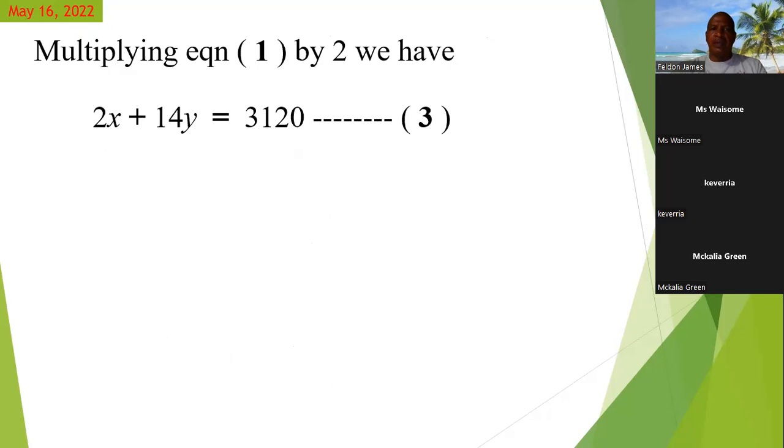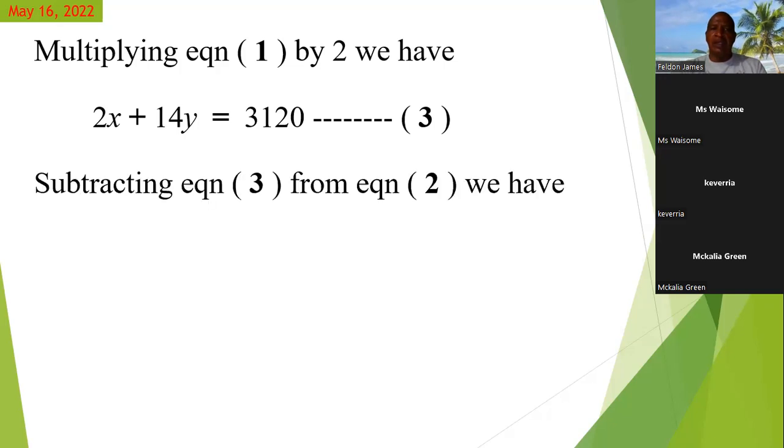So we only multiply equation 1 by 2, and this is what we get. We call this one equation 3. Now we're going to work with equation 3 and equation 2, because the x in those have the same coefficients. In equation 3, we have 2x plus 14y equal to 3,120. And in equation 2, we have 2x plus 17y equal to 3,660.